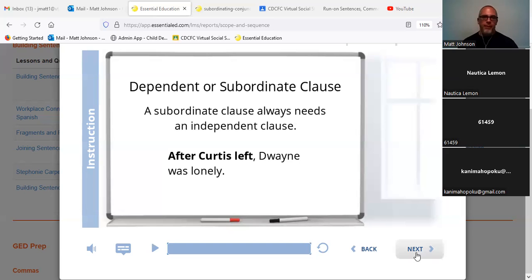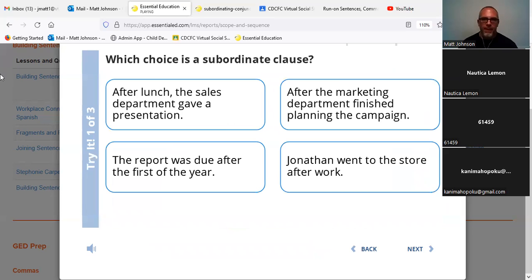And let's learn a little more here. All right, let's see. Nautica, I'm going to give this a try. So which here is a subordinate clause? Hang on, let me read them. Report was due of 31st. Counting into the floor after my and this department gave the report.